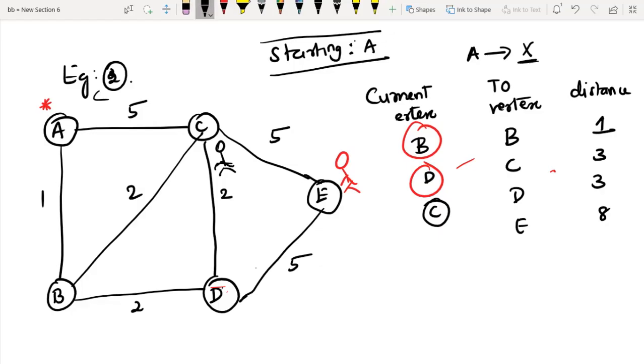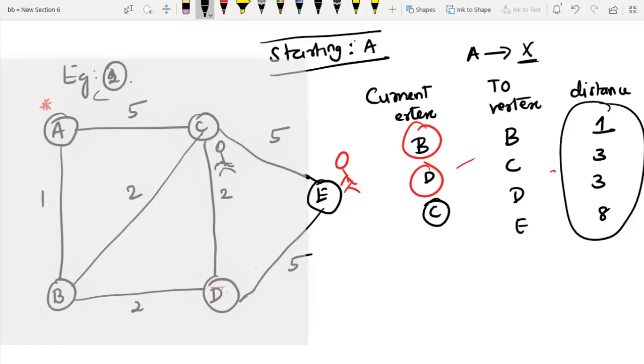After the end of this algorithm, these are the distances that we are getting. I hope this is clear. Thanks a lot.